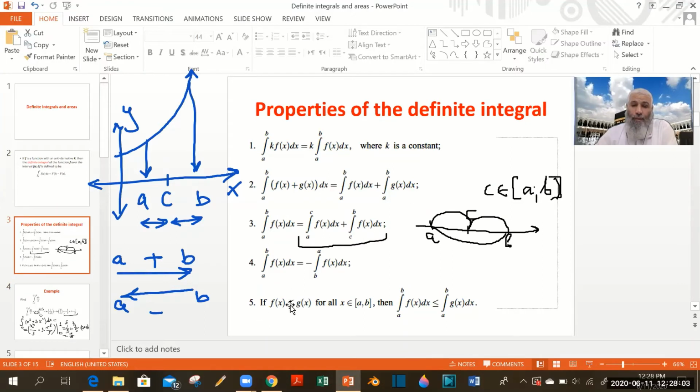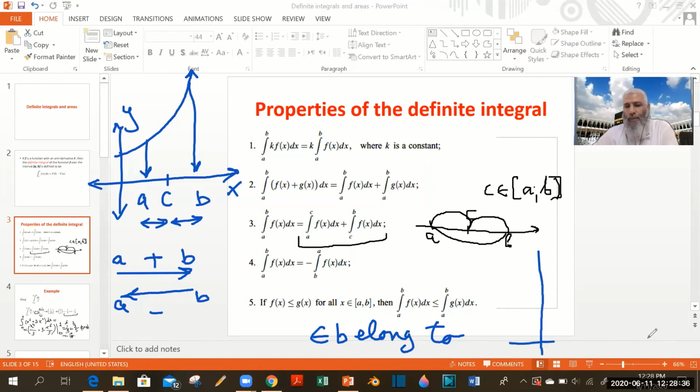If f of x is less than or equal to g of x for all x belonging to this interval from A to B, then integration from A to B of f of x dx is less than or equal to integration from A to B of g of x dx. This sign means belongs to.